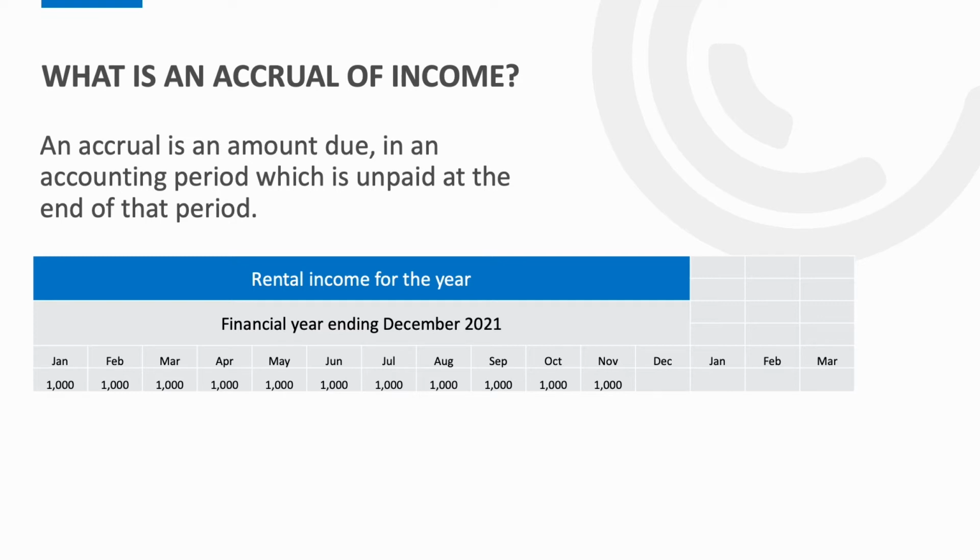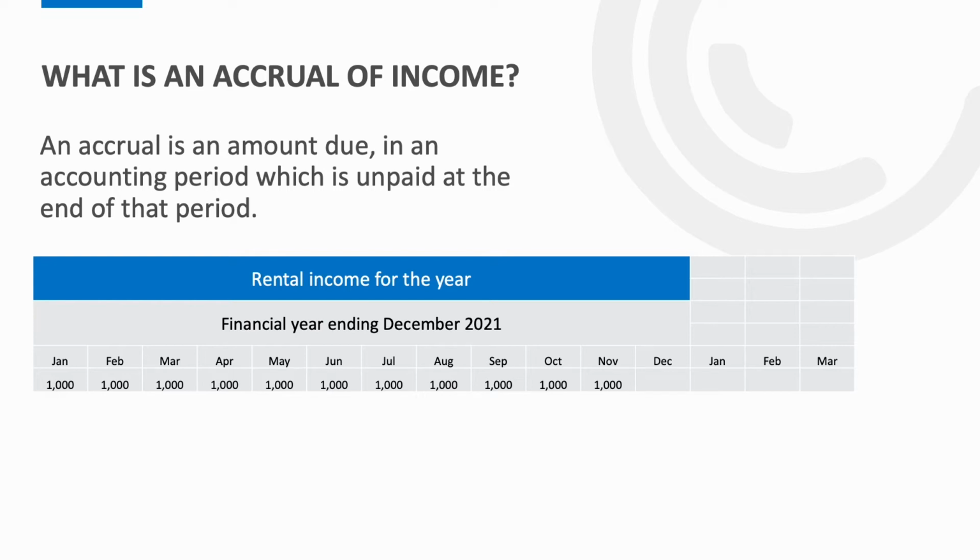The accrual of income occurs when the business has sold goods or performed services before the end of the period, but hasn't yet invoiced the customer, and therefore there is no record of this in our accounts. Take a look at the example on screen. This business is invoiced for rent for £1,000 per month from January through to November. Their financial year runs from January through to the end of December, and at the end of December, they haven't yet prepared the invoice for the month's rent.